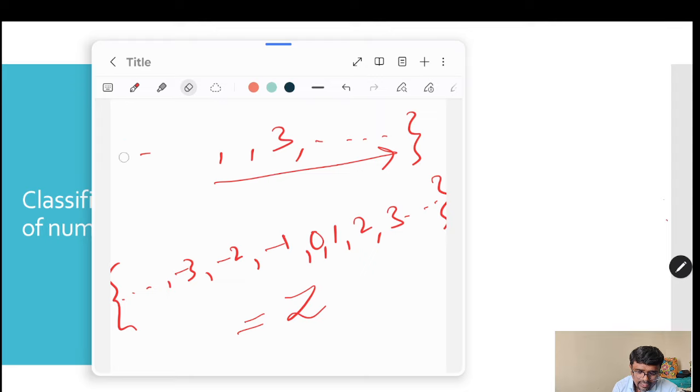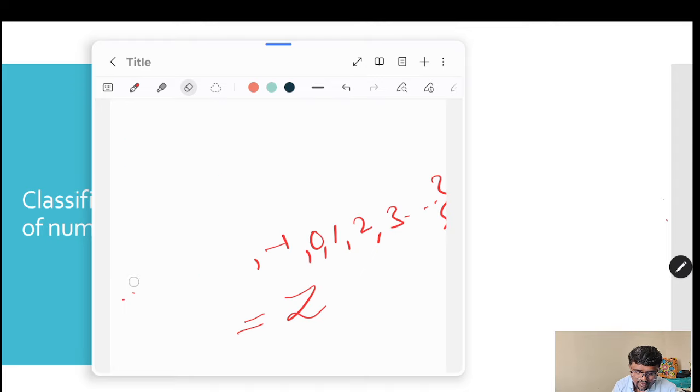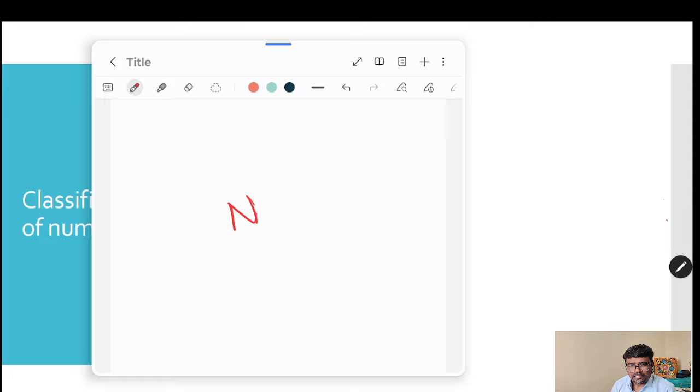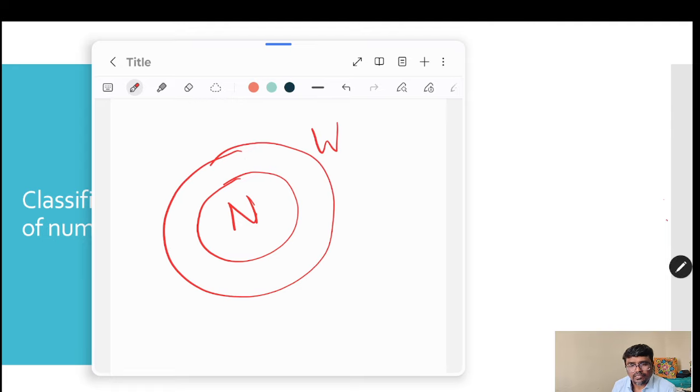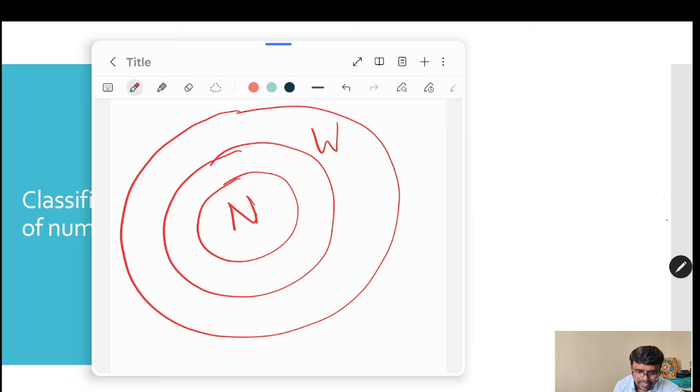Now, can I write like this? Natural numbers, whatever the natural numbers, already you know that 1, 2, 3, 4 and all these numbers are part of whole numbers. Is it right or not? Yes. That means natural numbers are a subset of whole numbers. And all the whole numbers are included in integers. Yes, all whole numbers are part of integers. So N is a subset of W, W is a subset of Z. So until now we understood integers.